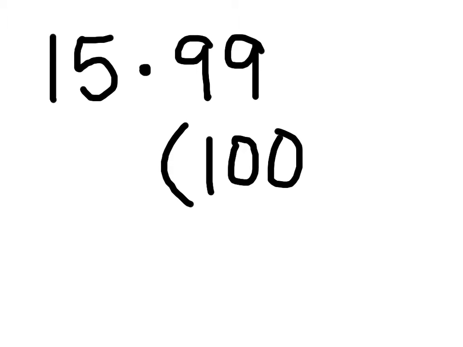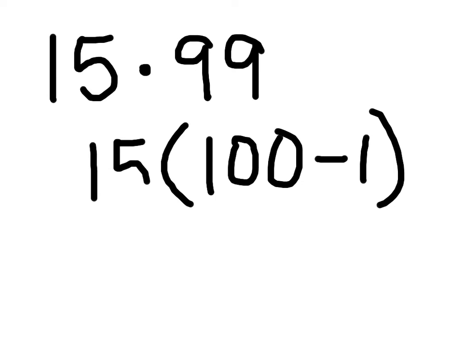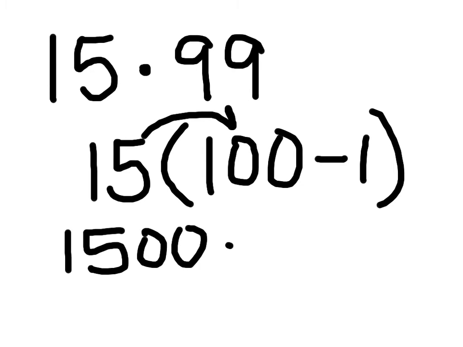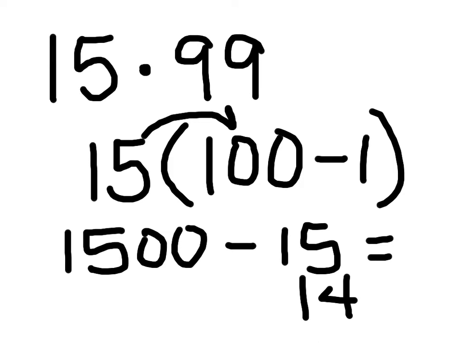But you could also look at it as 99 is the same as 100 minus 1, isn't it? And if you put a 15 next to that quantity, so 15 open paren 100 minus 1, and then distribute it, that'd be 1500 exactly minus 15. Well, you can do that usually mentally in your head. Yeah, that's 1485.